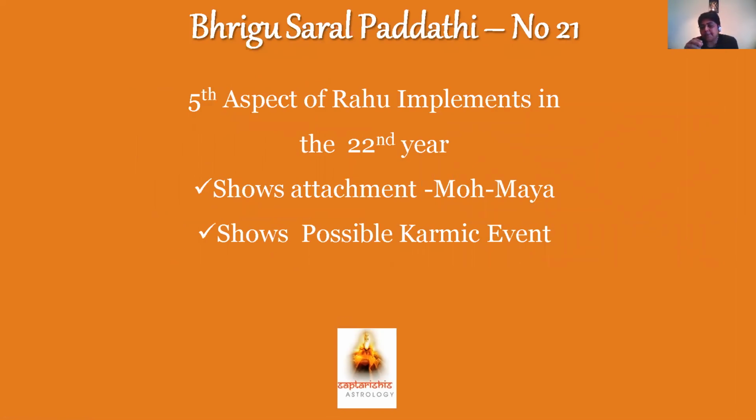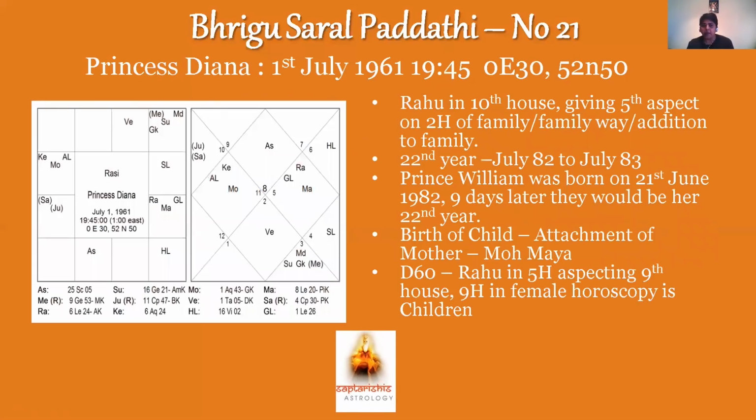The dicta is Bhrigu Saral Paddhati number 21, which says the fifth aspect of Rahu is implemented in the 22nd year of the native. Now what would it show? It would show attachment, it would show moha maya, and sometimes a possible karmic event. So let's quickly get into the first chart, of Princess Diana. In this chart, her Rahu is in the 10th house. From the 10th house, the fifth aspect of Rahu falls on the second house.